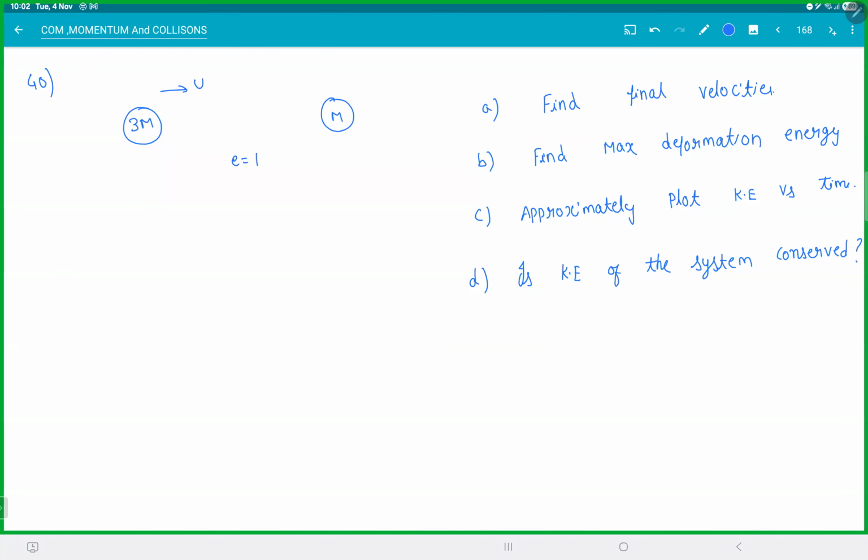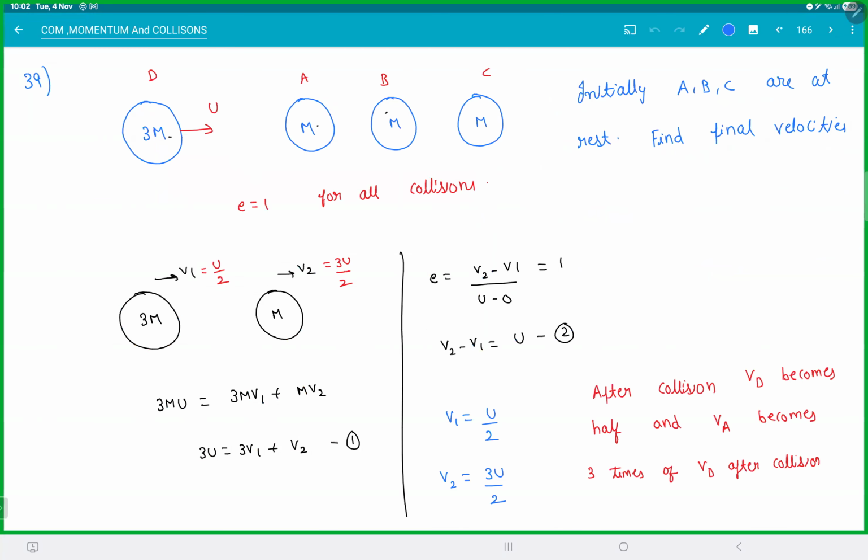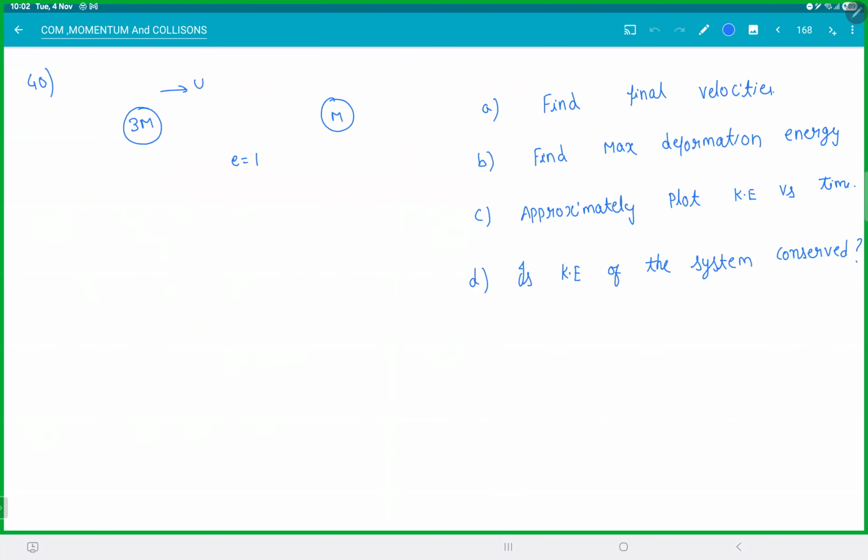Just give me the weak answer. First answer we already know, right? U by 2, 3U by 2. We already did. So let's get the second part directly. First part though, we just did that one. So I'm more interested in BCD. I could have given some other numbers actually, 2M or M, but yeah. Calculations anyway you can handle.